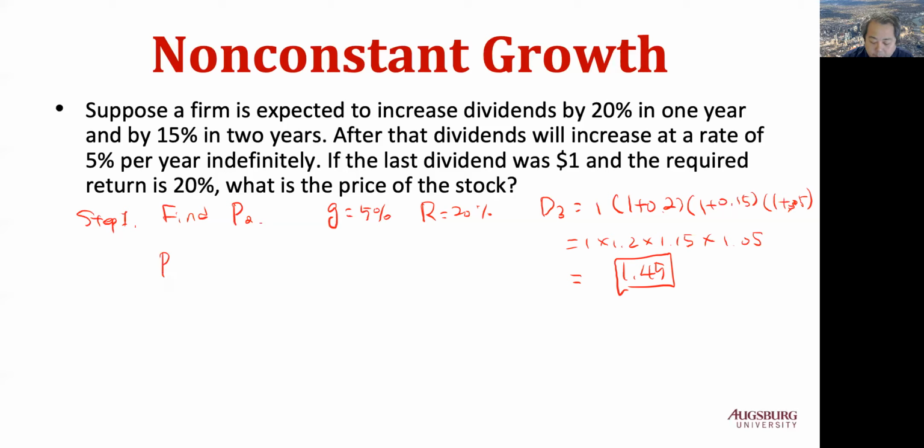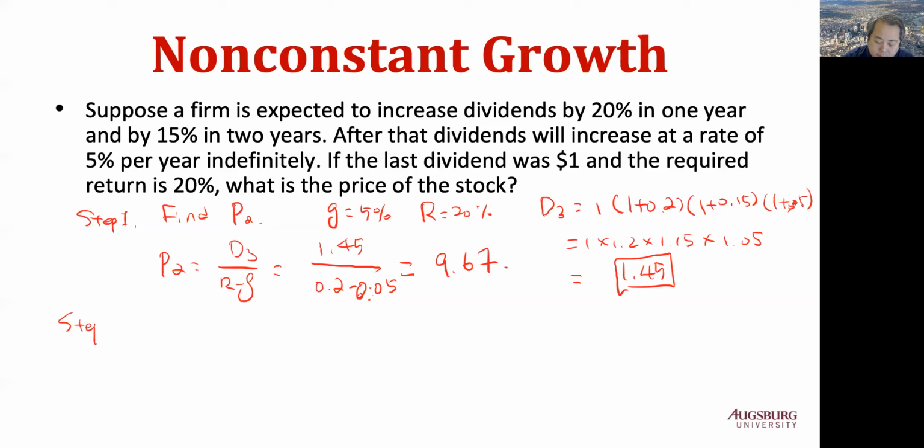Then we find P2 equals D3 divided by R minus G. D3 is 1.45, R is 20%, and G is 5%. It's going to be $9.67. Okay.